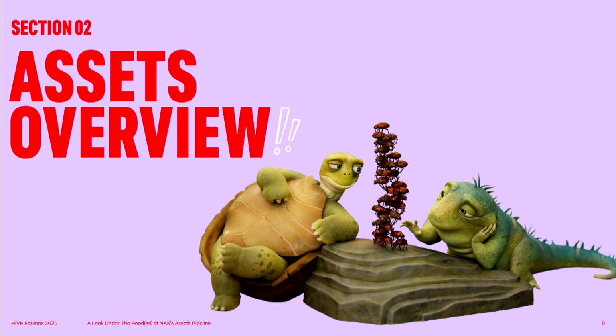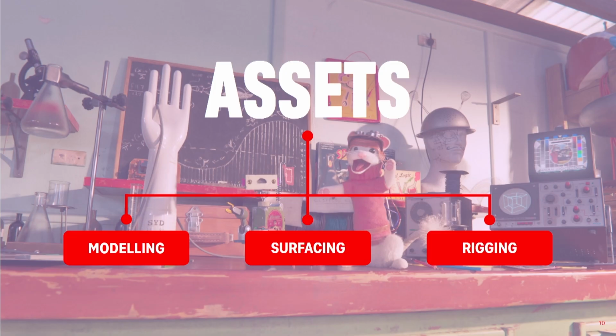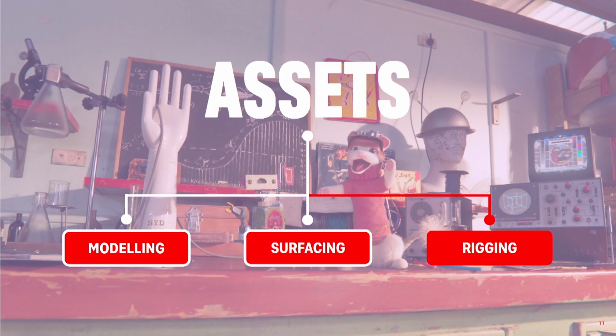Let's look at an overview of what assets really means at Netflix Animation Studios. At our studio, the assets departments create things like characters, props, and environments, and we split them into the modeling, surfacing, and rigging departments. Today, we'll focus on the modeling and surfacing departments in particular. Those are the 2 that use Houdini.